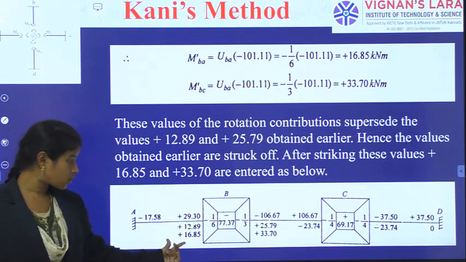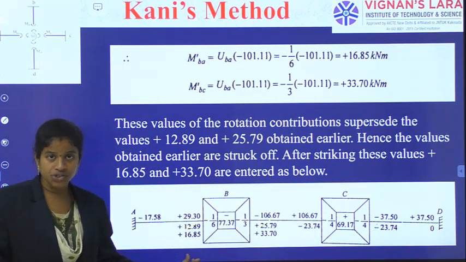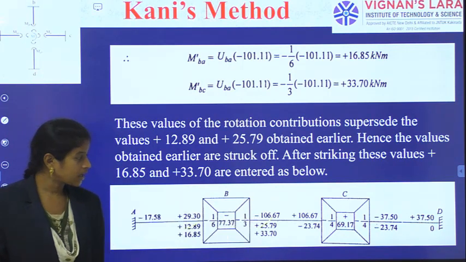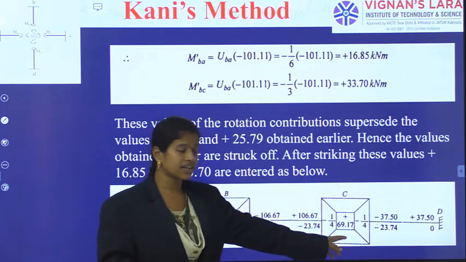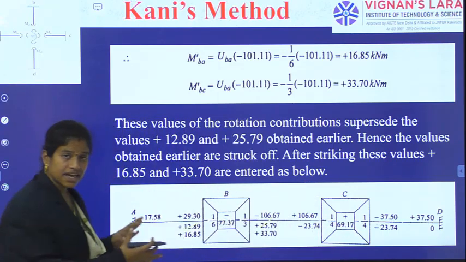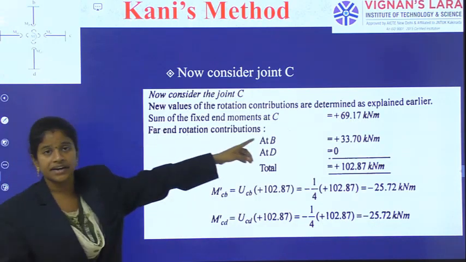What is the quantity I have got? I should place it at B towards A, contribution at B towards A, rotation contribution at B towards C. So the joint is as it is. Now, keeping this structure as it is, we go for the next joint analysis. So the next joint analysis is joint C.